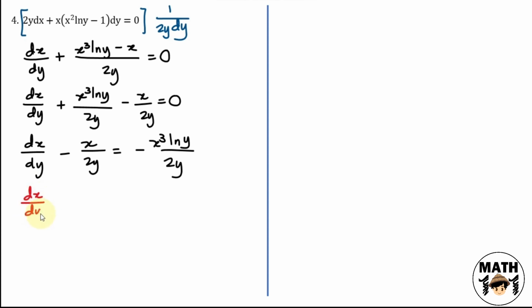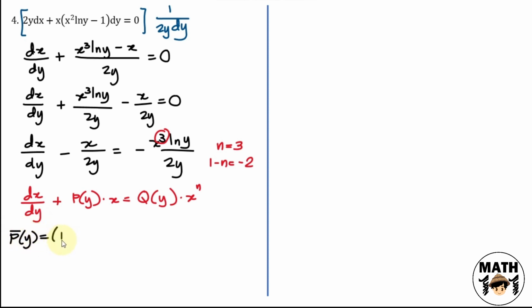Derivative of x with respect to y plus p as a function of y multiplied by x equals q as a function of y multiplied by x raised to n. Identify natin ngayon ano yung value ng n for this. We can see that that is 3. And 1 minus n is equal to negative 2. We now need to solve for the new p. That is 1 minus n times p as a function of y.